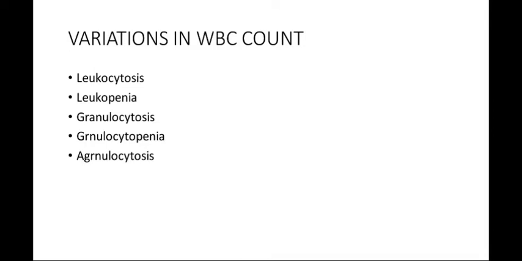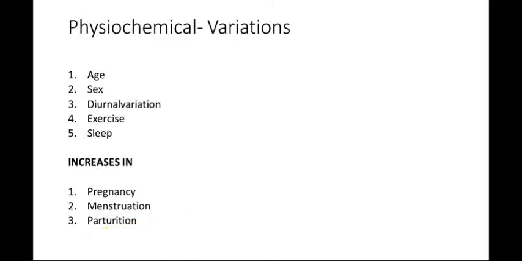Third, granulocytosis. Granulocytosis is the abnormal increase in number of granulocytes. Next, granulocytopenia. Granulocytopenia is the abnormal reduction in number of granulocytes. Then, agranulocytosis. Agranulocytosis is an acute pathological condition. It is characterized by absolute lack of granulocytes. These are the variations in WBC count.